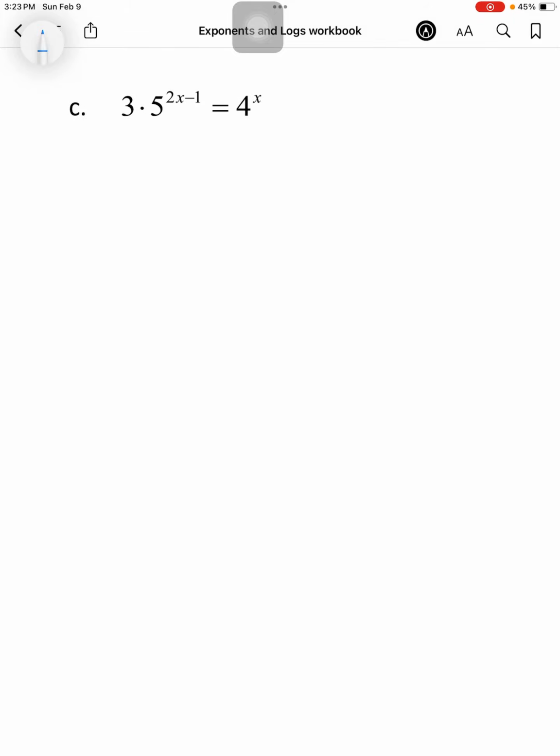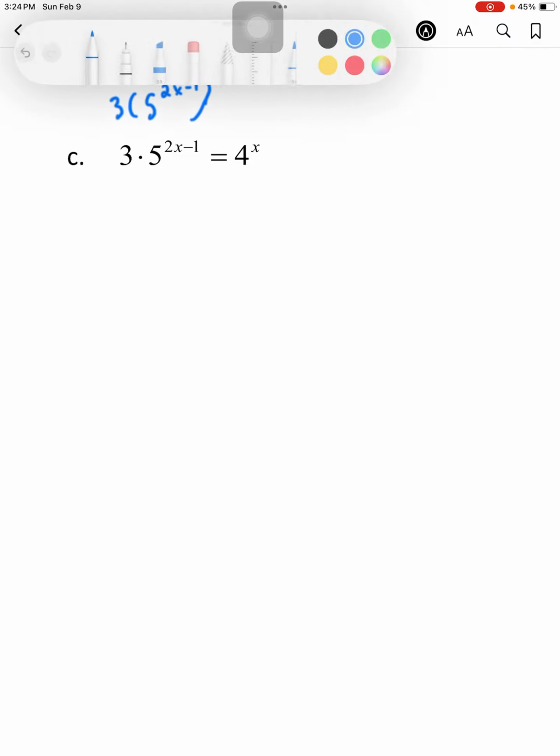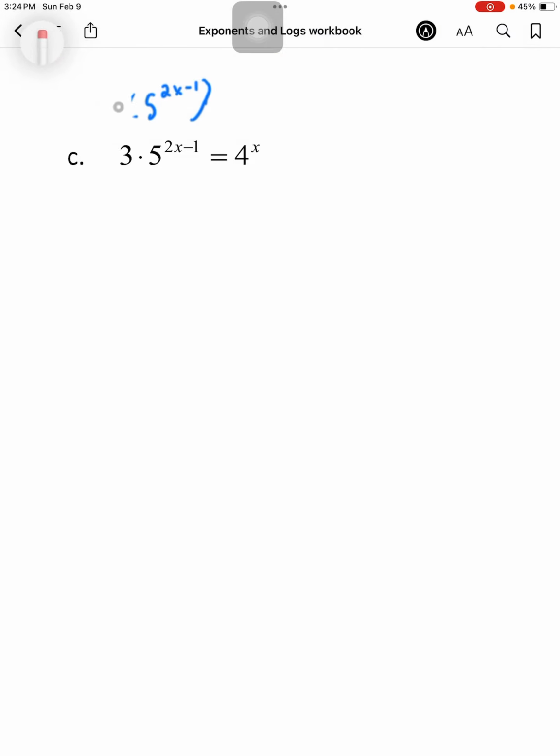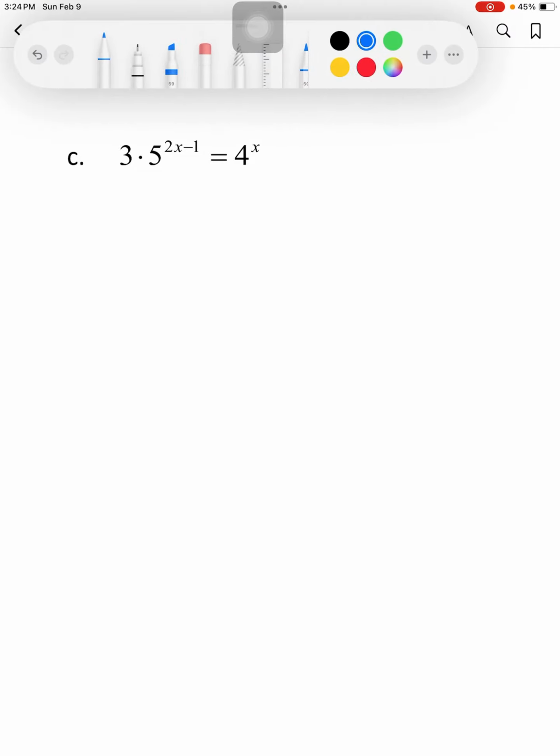So here, some students ask, can we just attach the word log when it's a dot instead of a bracket this time? So you can. If you see the dot between them, realistically it's the same thing as 3, 5, 2x minus 1. They're the same thing. So you treat it with the same procedure as we did earlier.